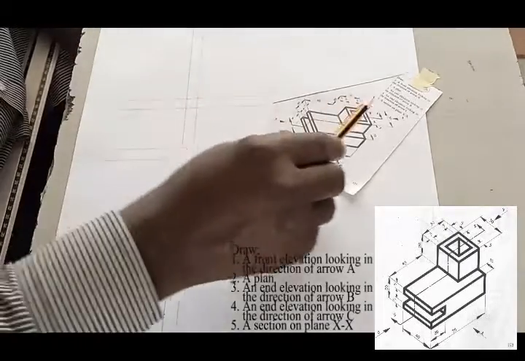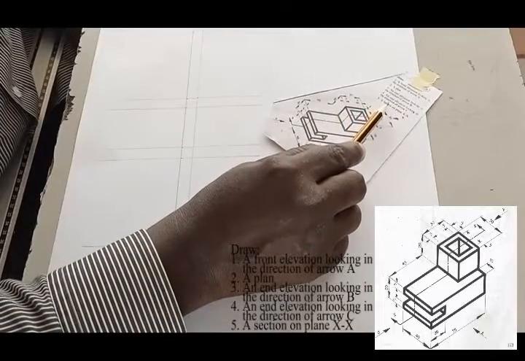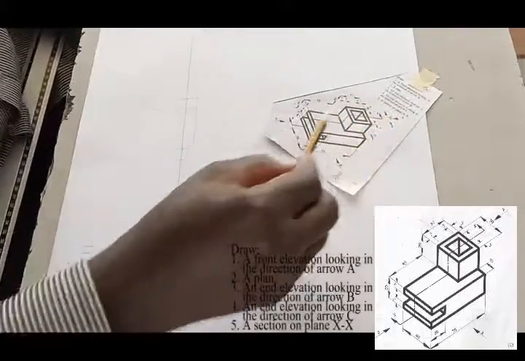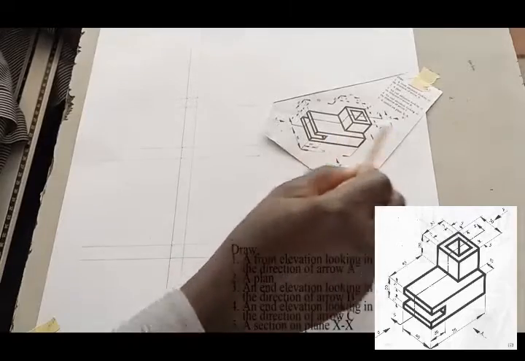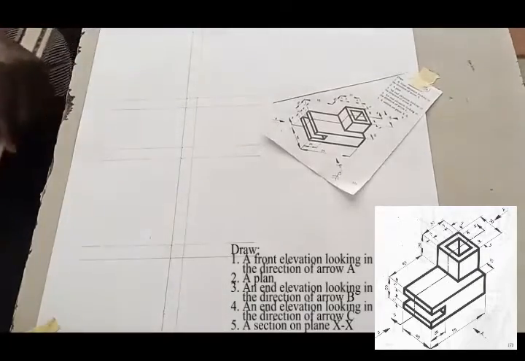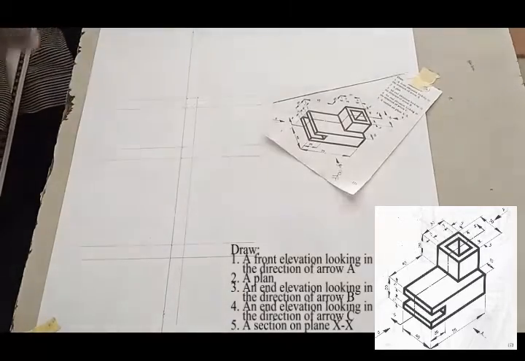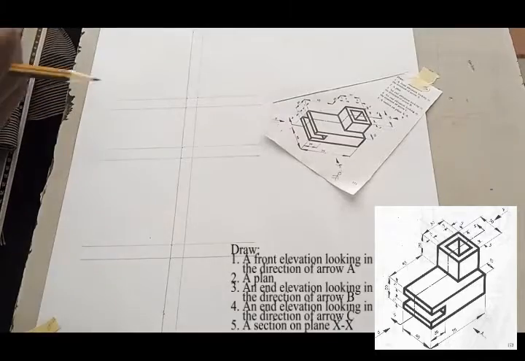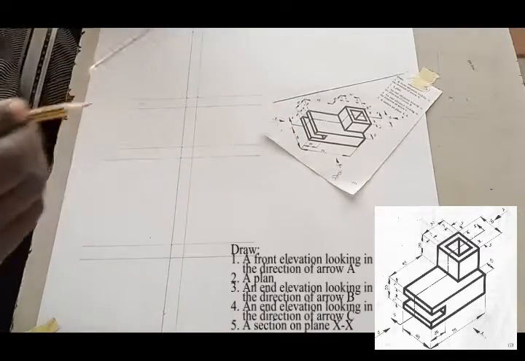Now finally, it also says we should draw a section on plane XX. You can see this is plane XX. It has the same width as the front elevation, that is from here to here, which is 75. So this space is left for that. So I'll start my construction now. I'll start with the front elevation.